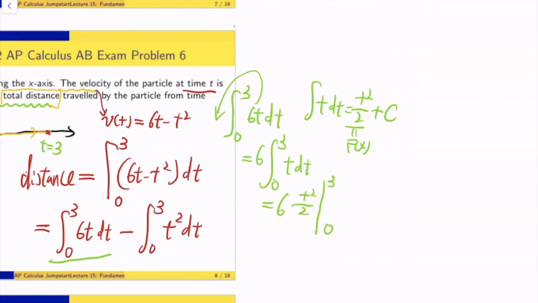So this is how we write it: F(3) minus F(0). Of course, don't forget the 6. Then we get 6 times 9 over 2. Let's make sure everything is correct. Yes, I think so. So we get 27 for the first part.